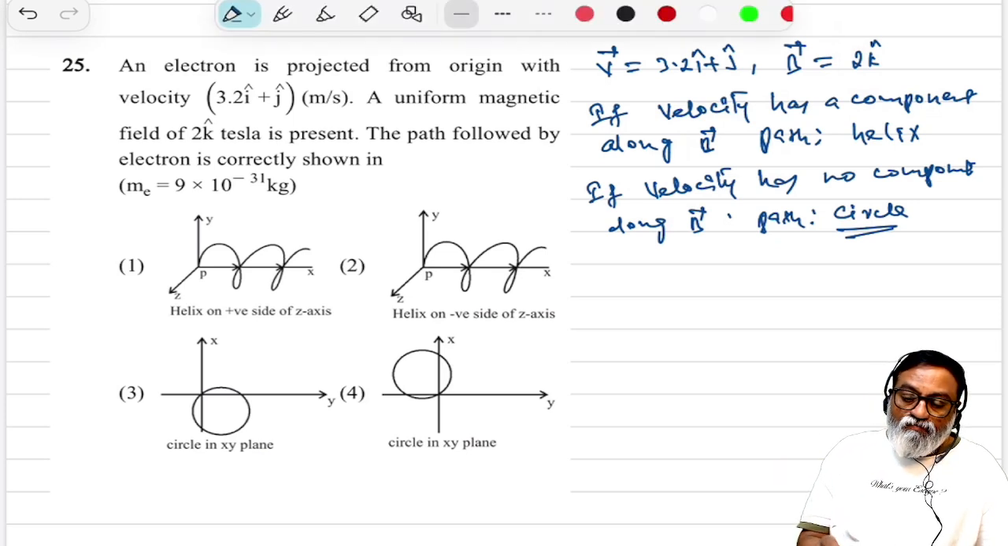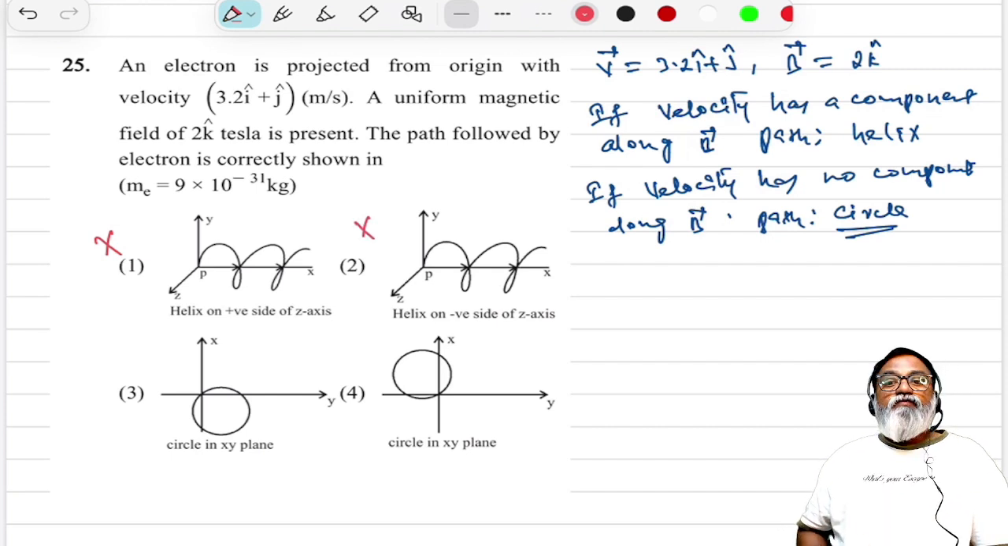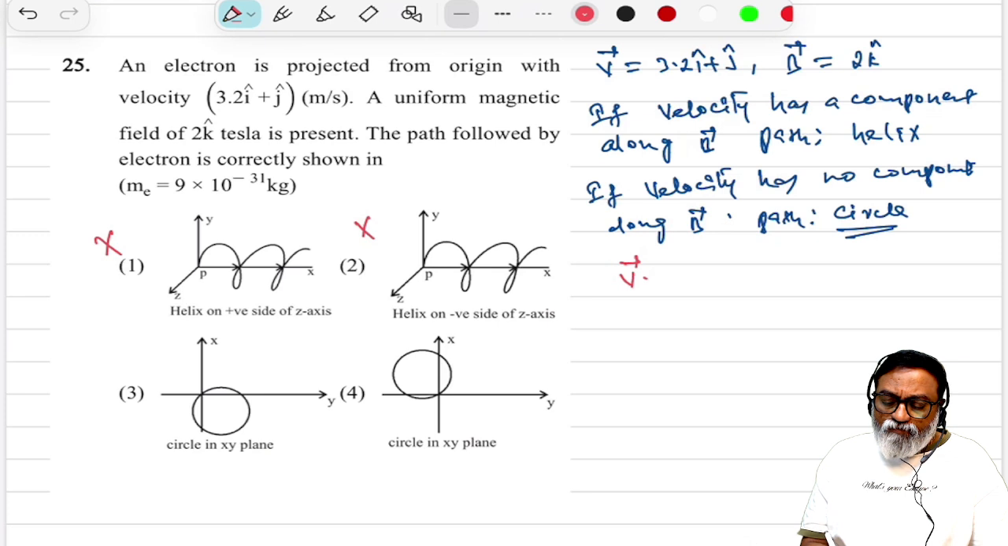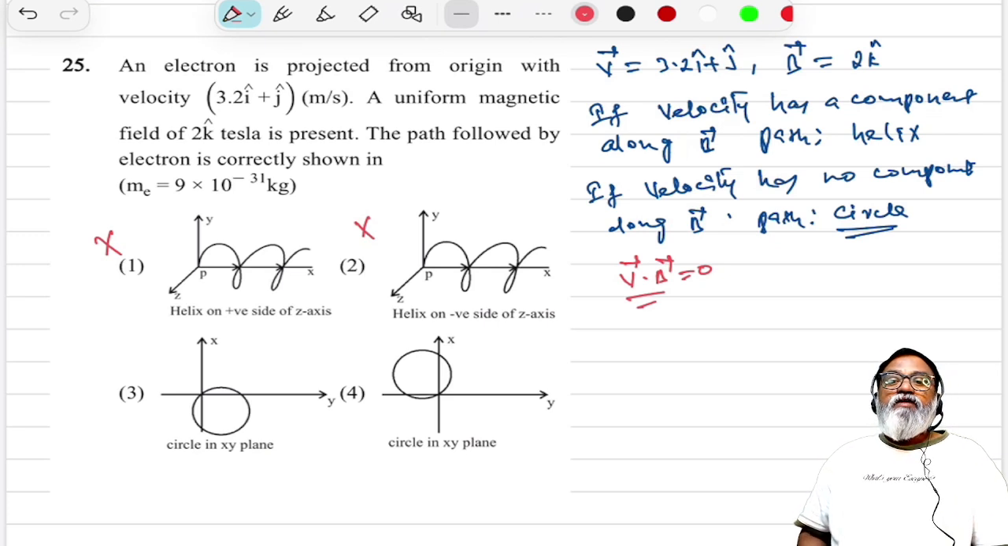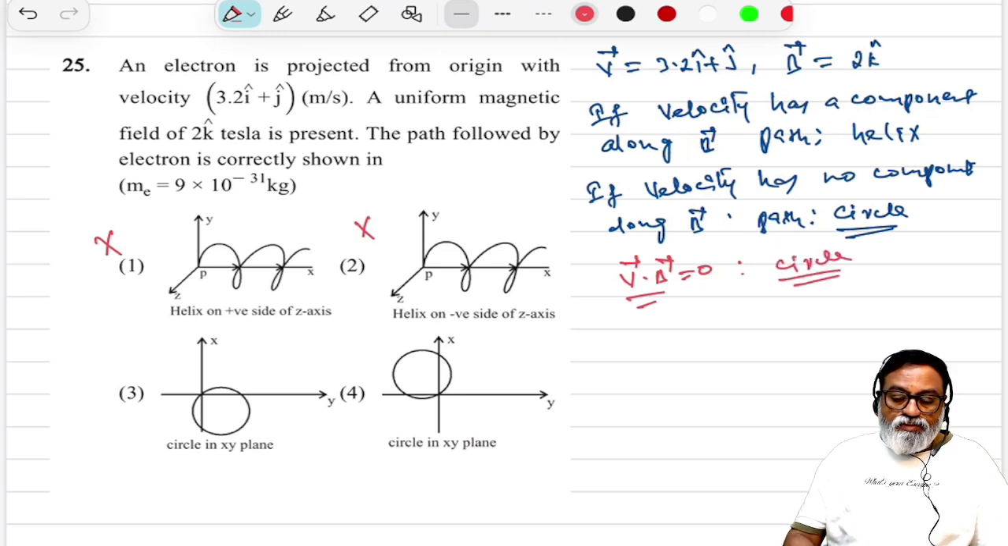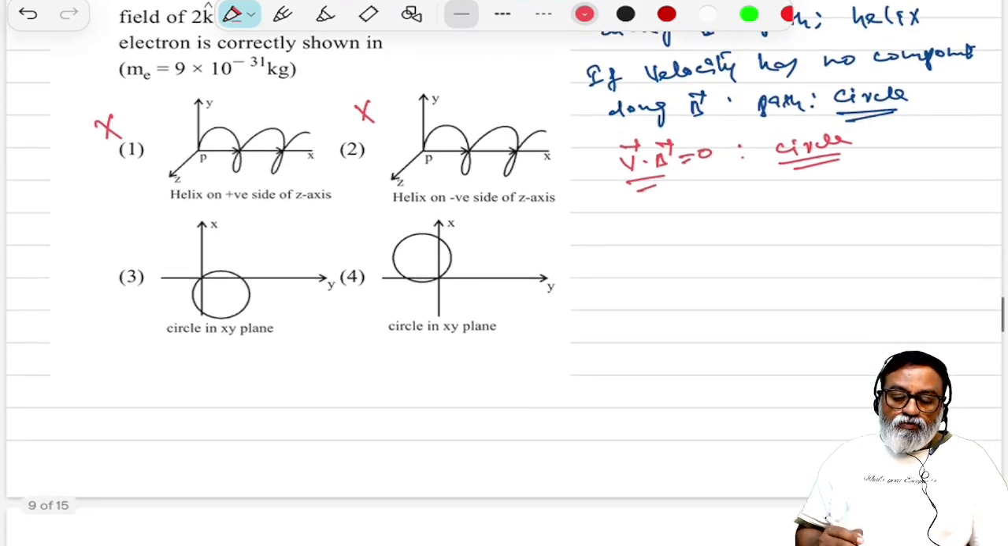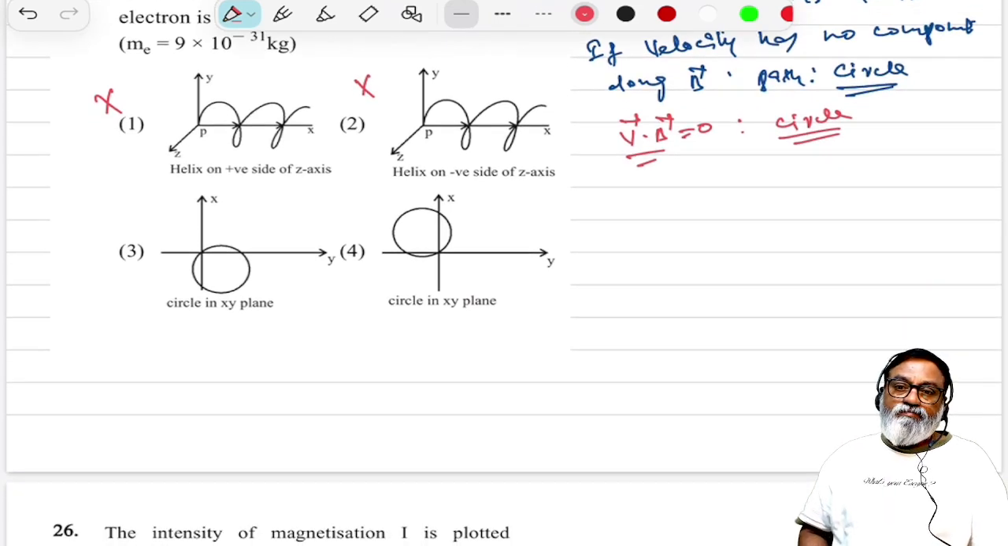Therefore, options 1 and 2 are eliminated. Now, the answer may be option 3 or 4. Or, for example, if v bar dot b bar is 0, it means v bar and b bar are perpendicular. In that case also, the path is a circle. Now, from options 3 and 4, we have to find out which one is correct.